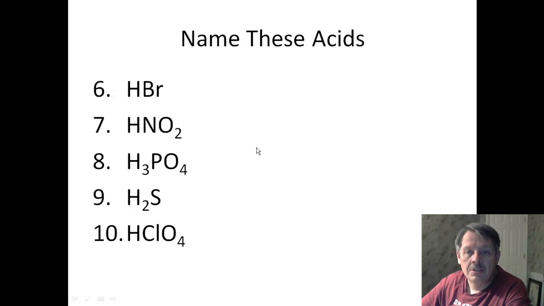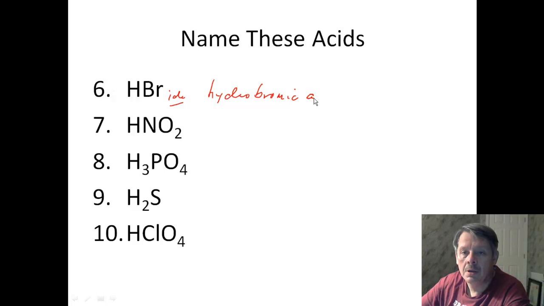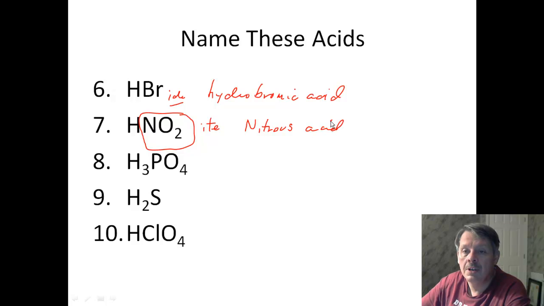Alright, how about these guys? Well, this is hydrogen bromide. And ide means that it is hydrobromic acid. Remember, you have to know these rules. If you don't know your rules, you're toast. Got to know your rules. NO3 is nitrate. So this is nitrite. So this is going to be an OUS acid. So it's nitrite, so it's nitrous acid.